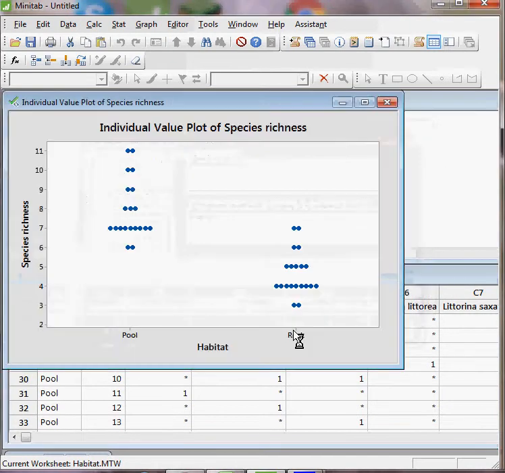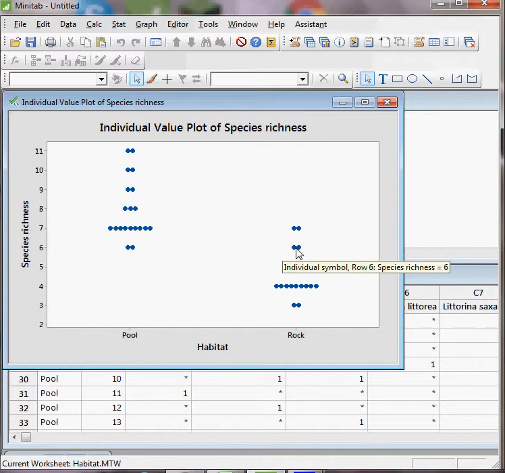We'll just have a look at the plot, and this gives us a plot which tells us, for instance, in the pool habitat there were 2 samples where the species richness was 6, whereas in the rock plot there were also 2 samples where the species richness was 6.